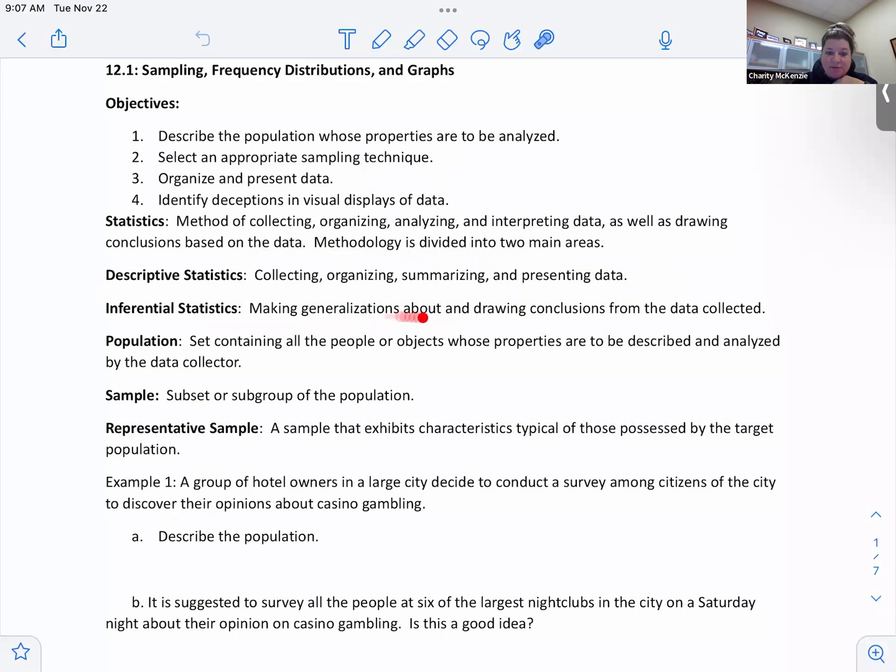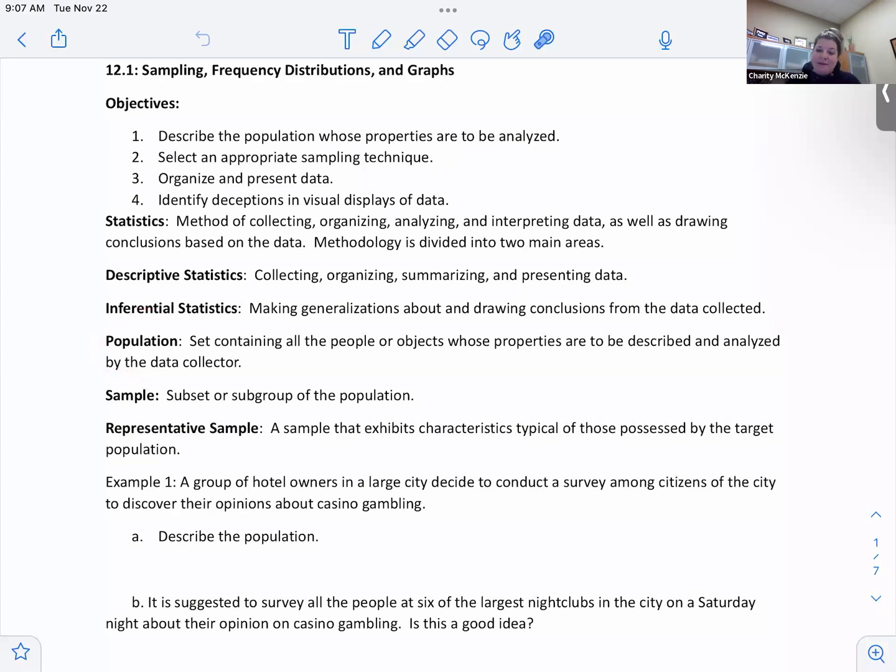Inferential is making generalizations about the data that you collected, like drawing up conclusions. So I just collected the data of all the ages and the grades of people in my classes, and I compared them to each other. And I came up with a conclusion about it, right? That's inferential. So we don't have as much inferential in this class as you will in straight stats.